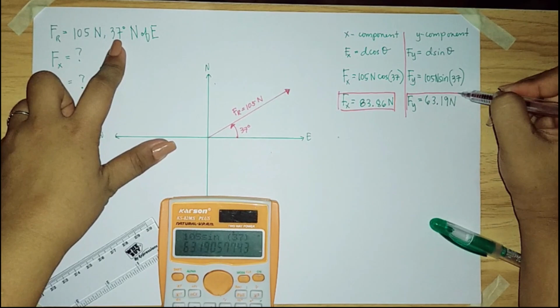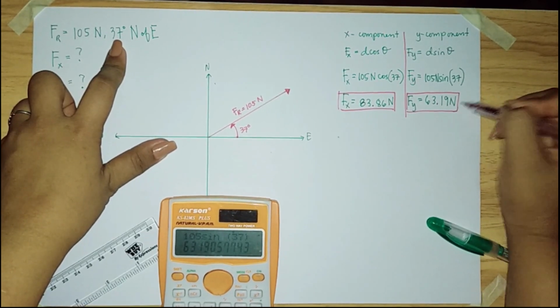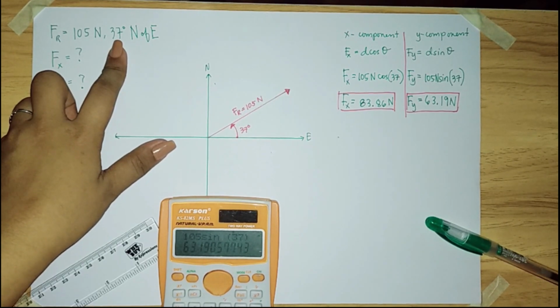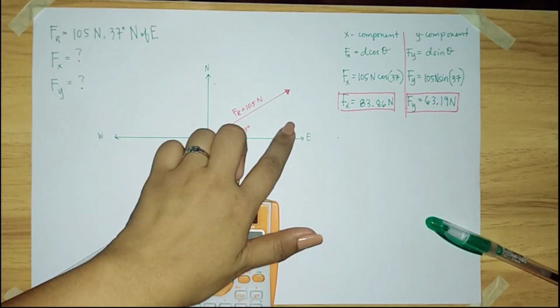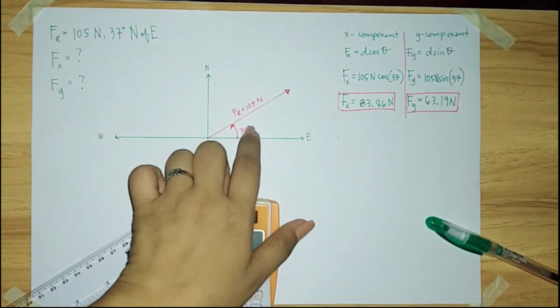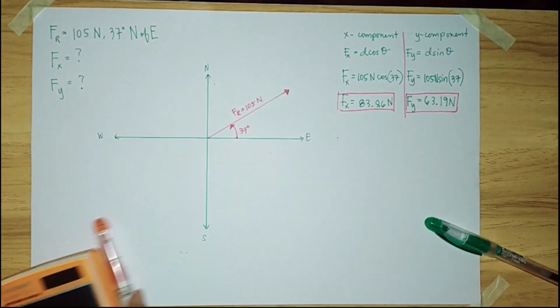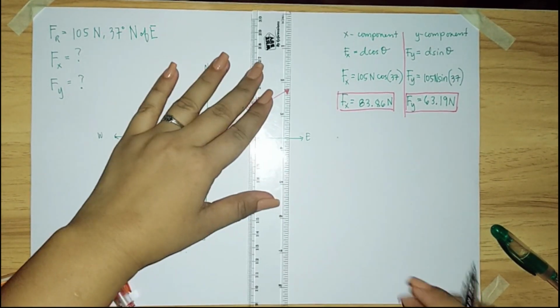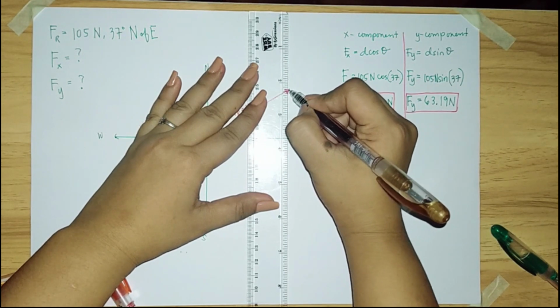Did you see why it left? So, I found the x. I also found the y. Now, what are we going to do? Let's plot it. Let's plot those components in our Cartesian plane. So, here it is. This is for the y.